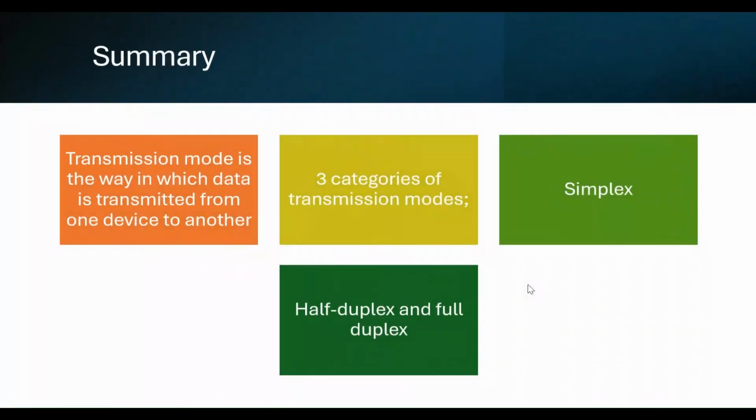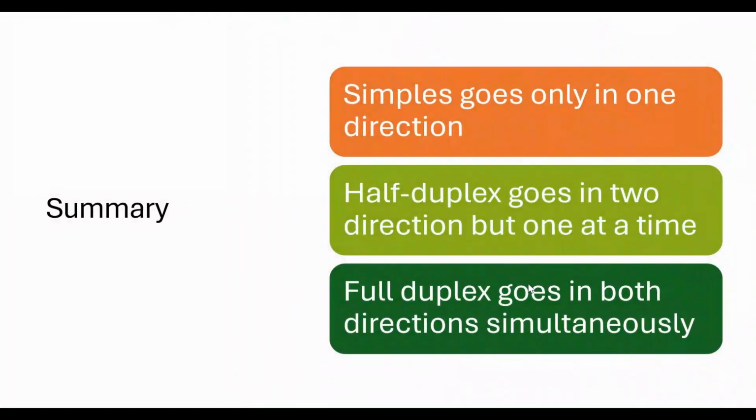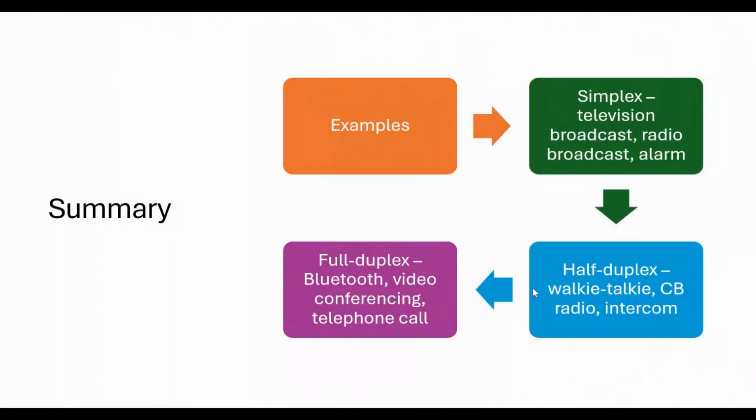To summarize what we learned, transmission mode. A transmission mode is the way in which data is transmitted from one device to another. The three categories of transmission modes include simplex, half duplex, and full duplex. Simplex goes only in one direction. Half duplex goes in two directions but not at the same time, just one at a time. Full duplex goes in both directions at the same time.